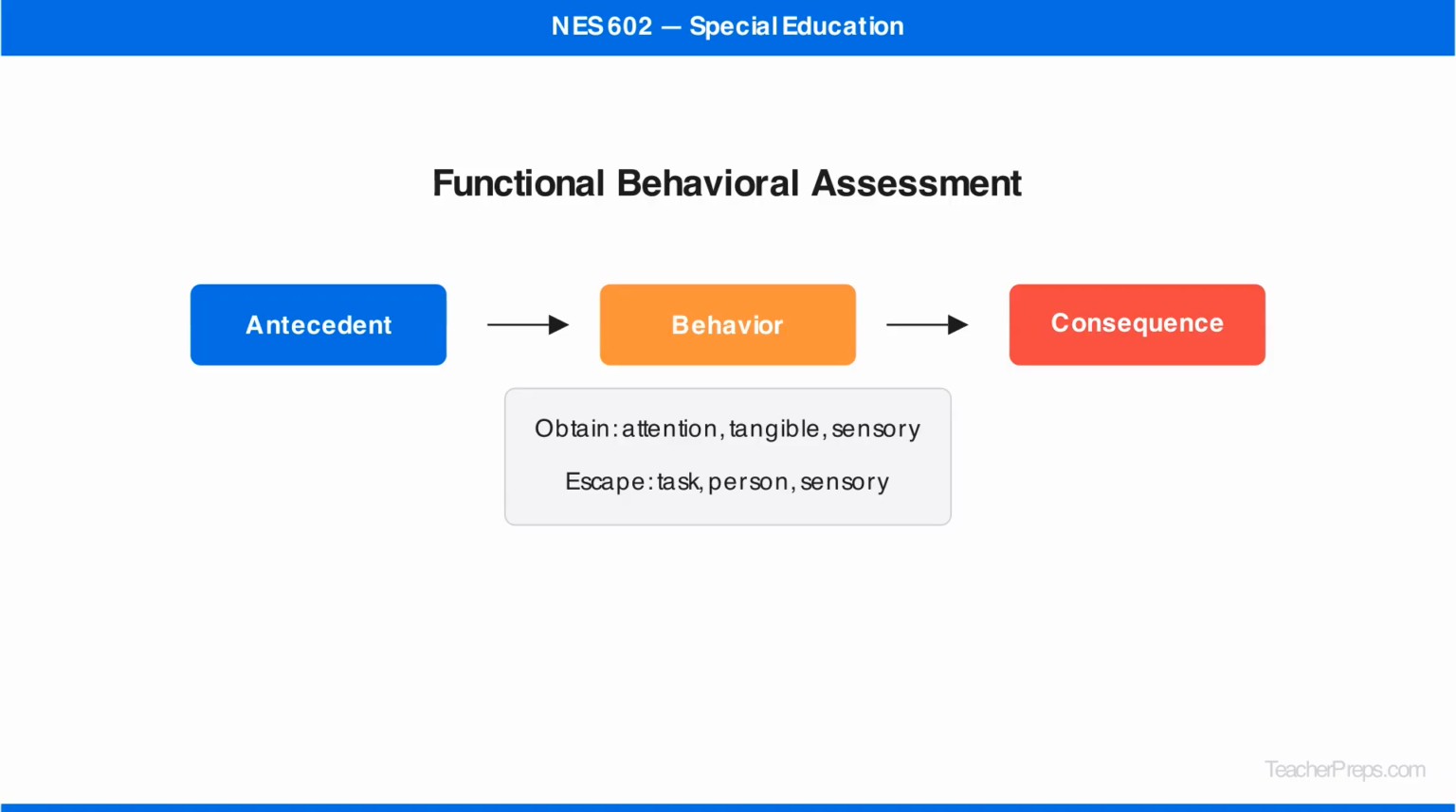The FBA data leads to a behavior intervention plan, or BIP, which includes prevention strategies, the replacement behavior, response procedures, and a data collection plan. Critical test-taking strategy: the first step in addressing challenging behavior is always to collect data and identify the function. Never jump to an intervention without understanding why the behavior is occurring.